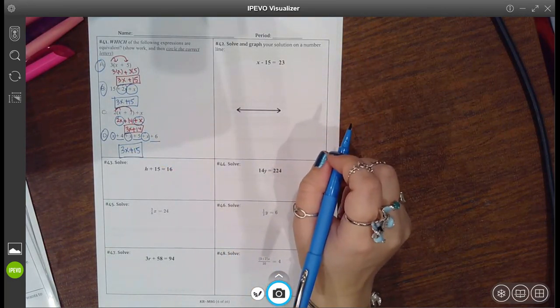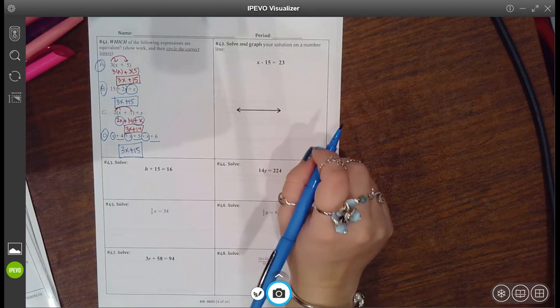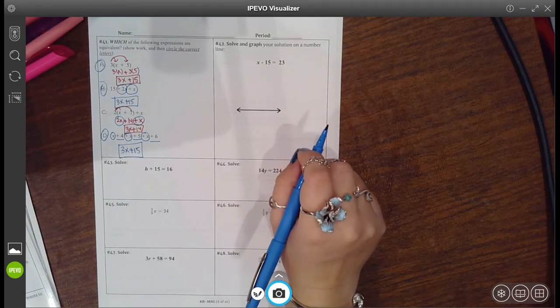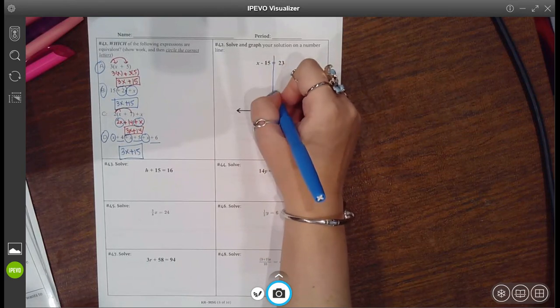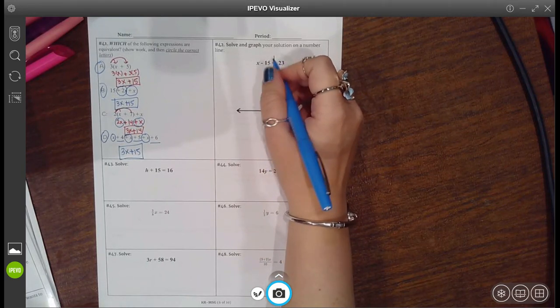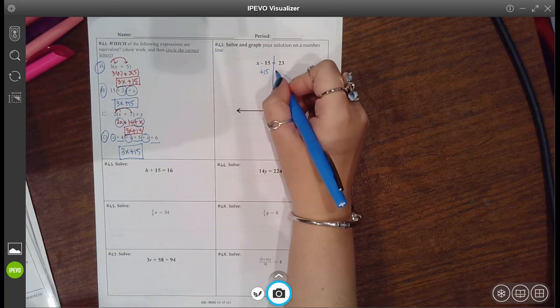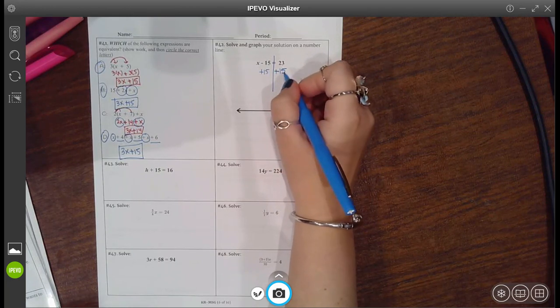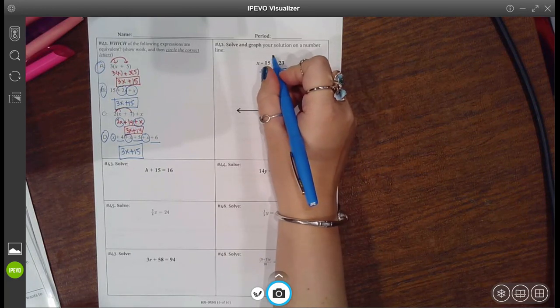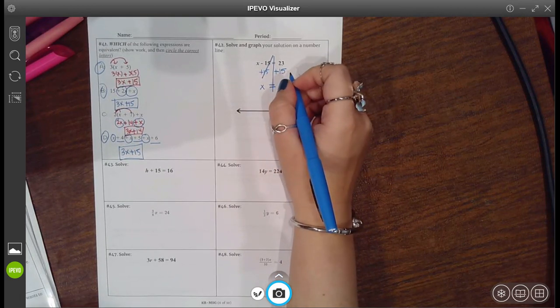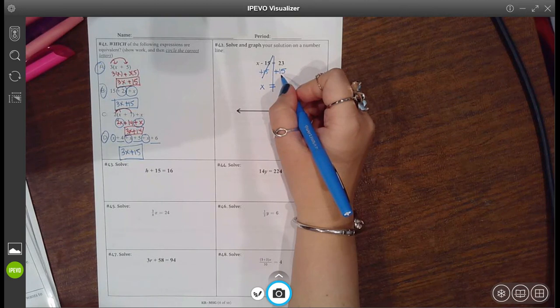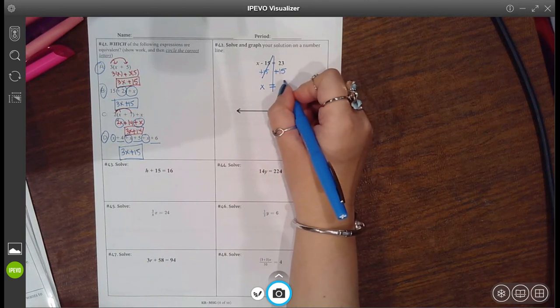Okay, the next one says solve and graph. Before you can graph, you have to get x by itself. So I'm going to do the inverse step of subtracting, which is to add 15. Whatever you do to one side, you do to the other. I do that because 15 minus 15 is 0. It cancels out, and I'm left with x by itself. And again, I could do that as long as I added 15 to this side as well.